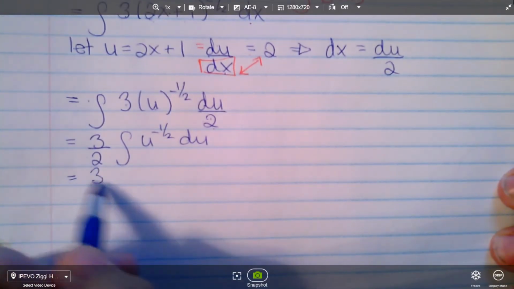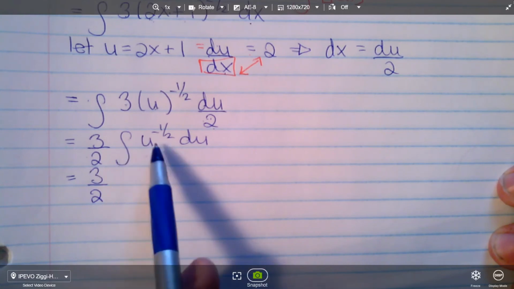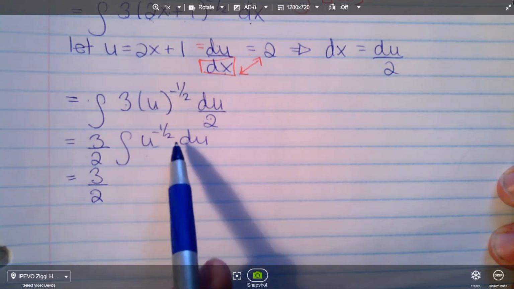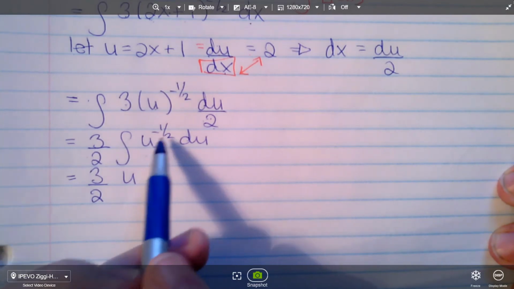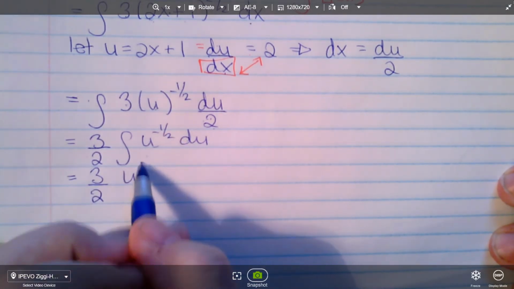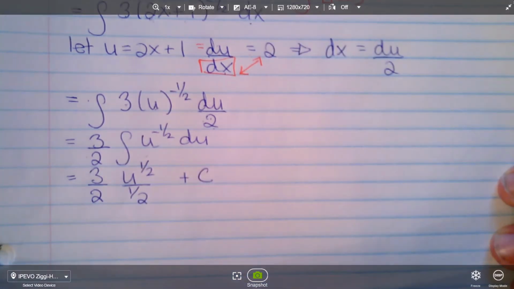All right. Other than that, though, I'm ready to integrate. So I've got a power. I've got nothing else standing in my way. So let's do our integration rule. Add 1, divide by 1/2, plus c.